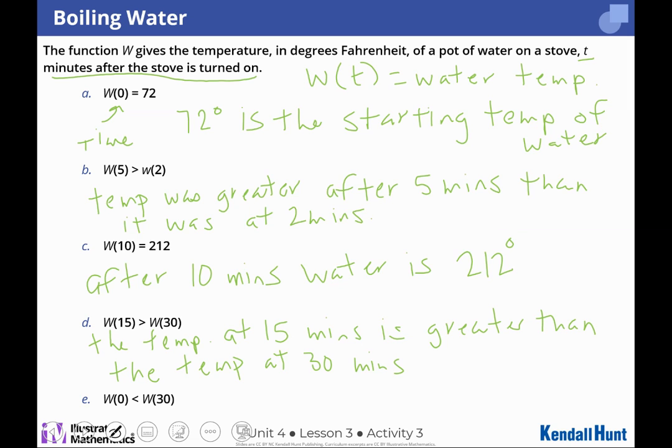And I'm not going to write out the last one. It's very similar. W of 0 means the temperature after 0 minutes, so the starting temperature is less than W of 30, the temperature after 30 minutes. So the starting temperature is less than the temperature after 30 minutes.